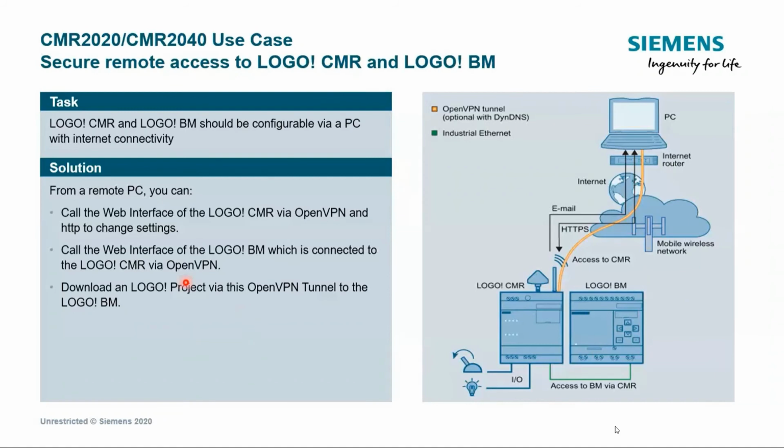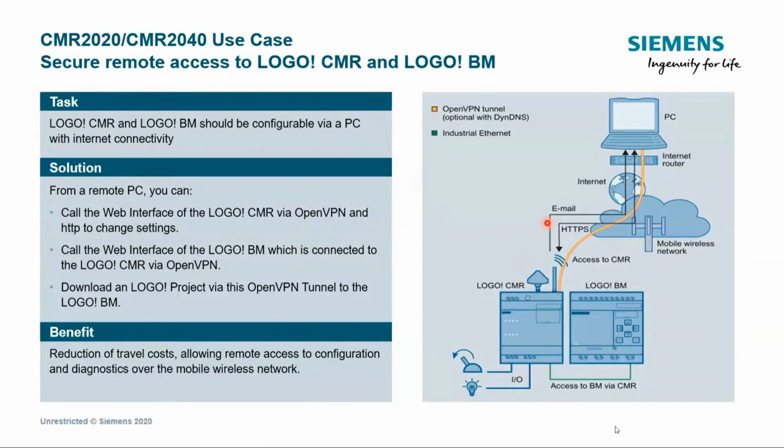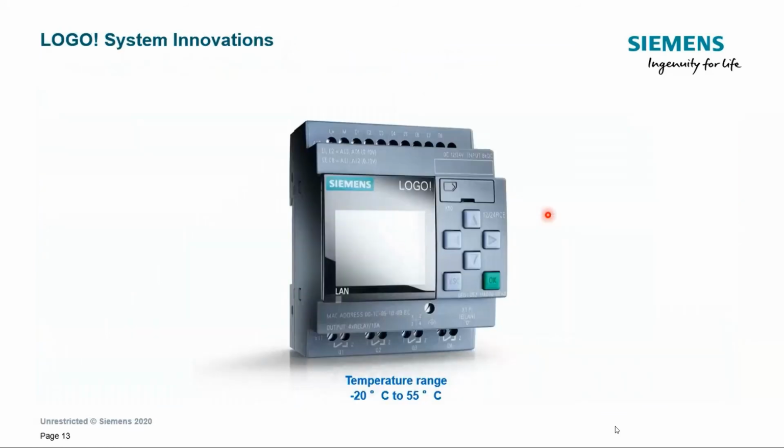And also recently we had the option of remote download of LOGO programs via this OpenVPN tunnel. So these are three things that you can do once this OpenVPN tunnel is established, which, in terms of benefit, of course, reduces the cost of travel, reduces the downtimes and the time that you need to do any modification or change on any system. All right, so this is all about the CMR.